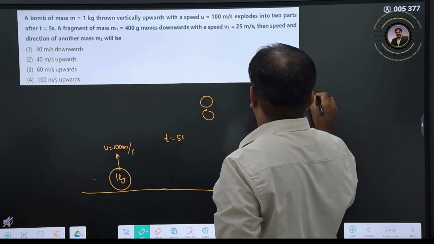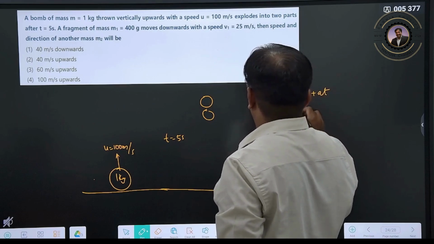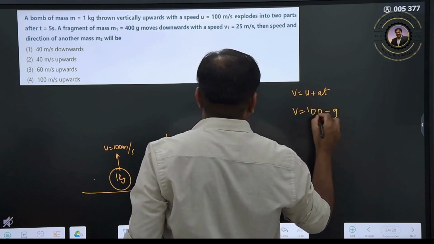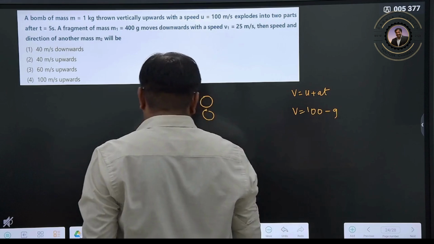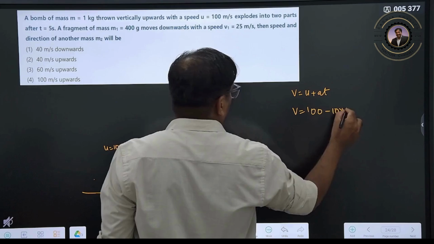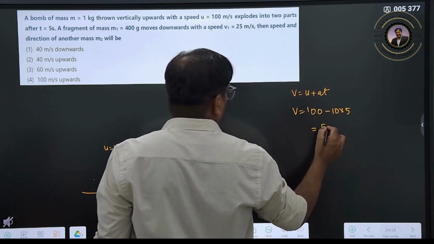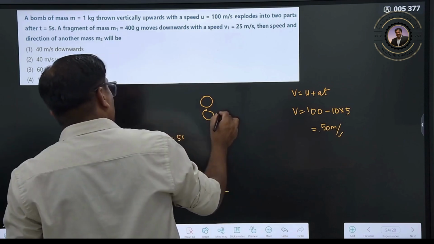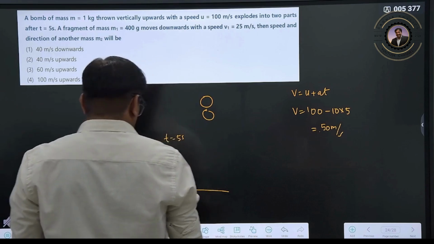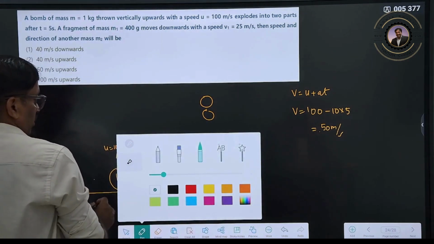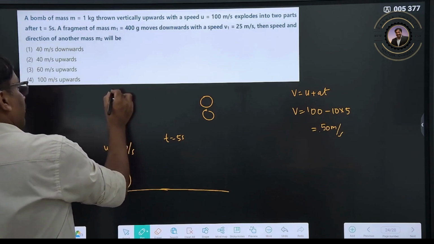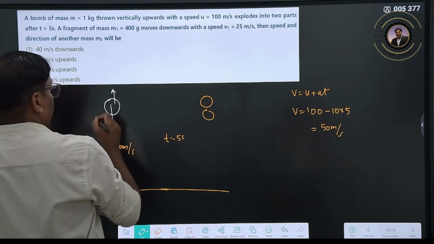v equals u plus at. So v equals, u is how much now? 100. Therefore minus g, because g is nothing but 10 meters per second, 10 into 5 is 50, therefore 50 meters per second. That means at this point, when it has gone up to here, it is having momentum upward. Therefore initial momentum is there.